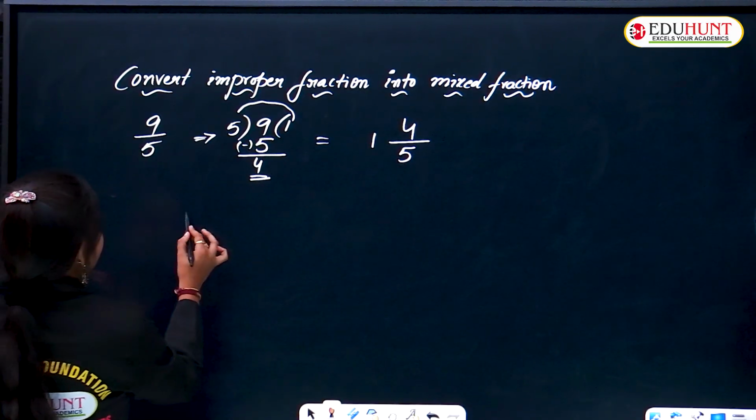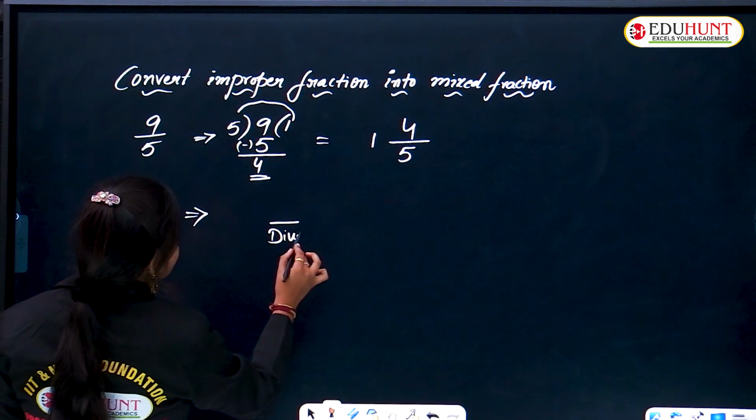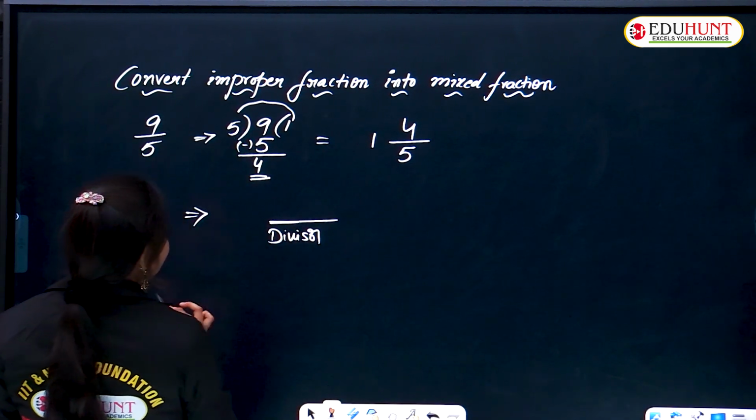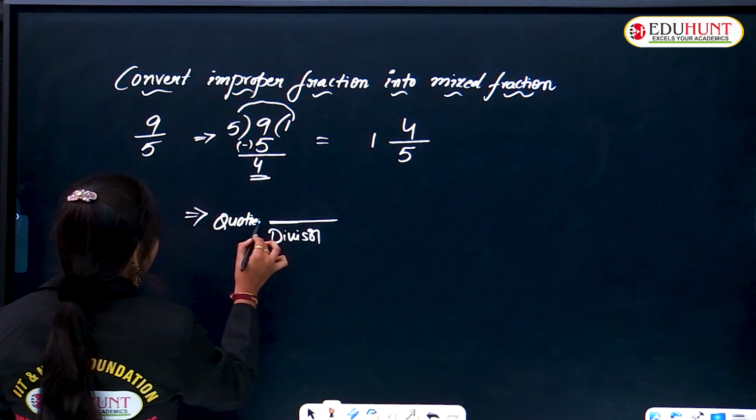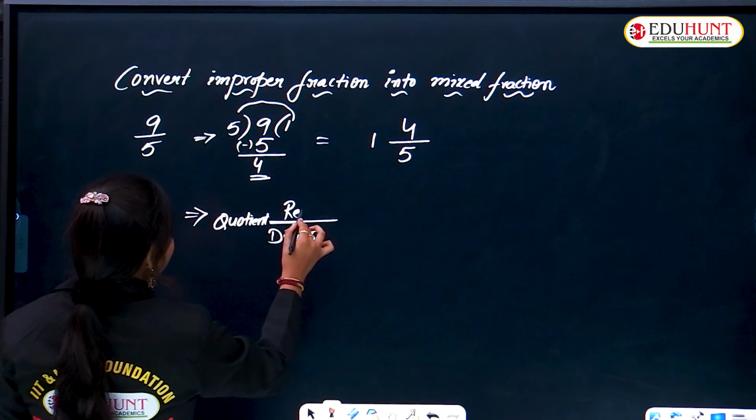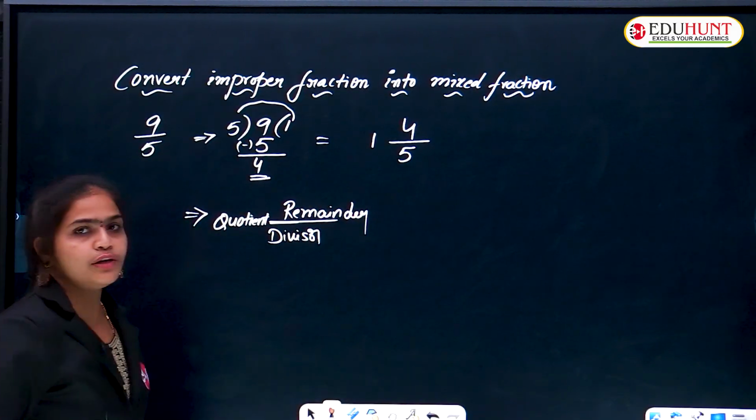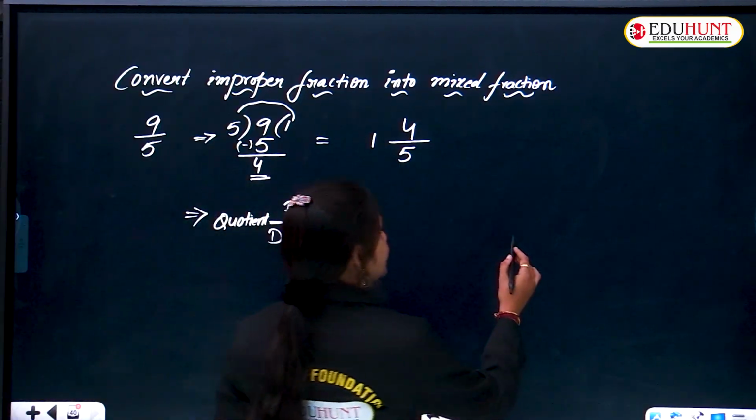How to write this one? See here, in the denominator we should write the divisor. Actually this is the divisor only, no? Divisor. And here quotient. Here remainder. In this manner you have to write. Okay? In that division form we know that, right?